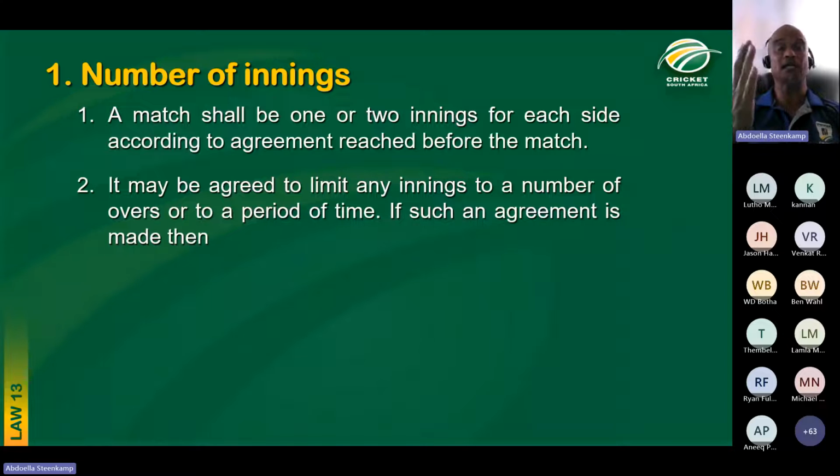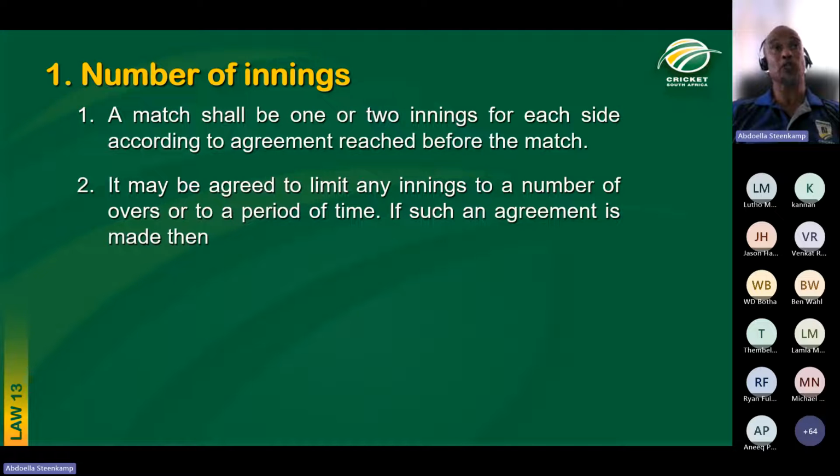So as soon as side A has batted for 60 overs, that innings is concluded. Side B then needs to go bat, and there was no limit on the second innings. That's an agreement, a playing condition for this particular competition, that put a limit on the first innings of 60 overs per side, and there was no limit in the second innings.